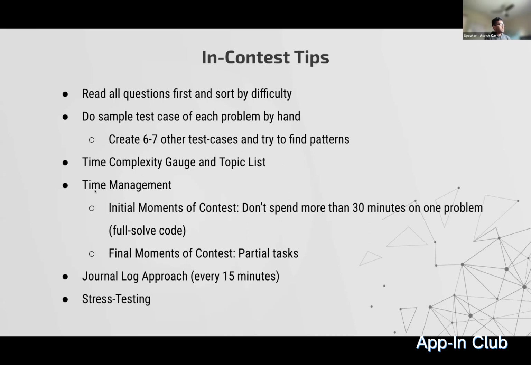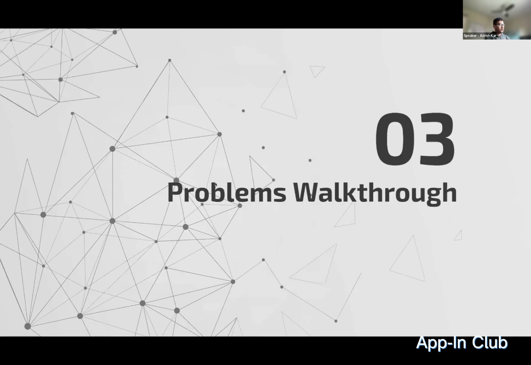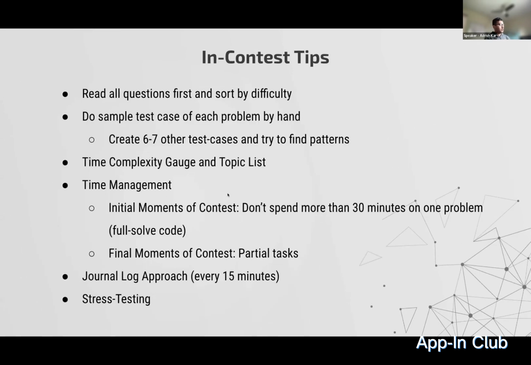And after this, time management is also another crucial aspect of competitive programming. In the initial moments of the contest, you don't want to spend more than 30 minutes on one problem. Typically, we start a coding problem and tend to spend an hour on it, maybe coding or trying to debug your code. This is a mistake. You should at least try to spend a decent amount of time on each problem prior to tackling one particular problem for an extended duration of time.